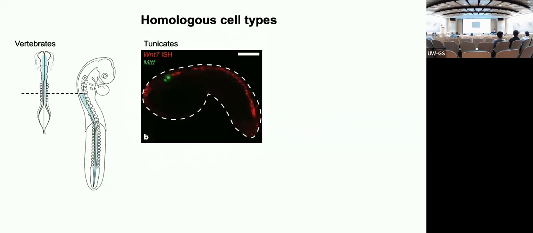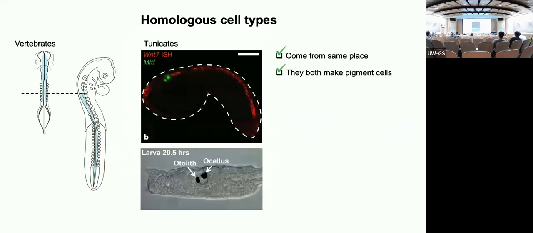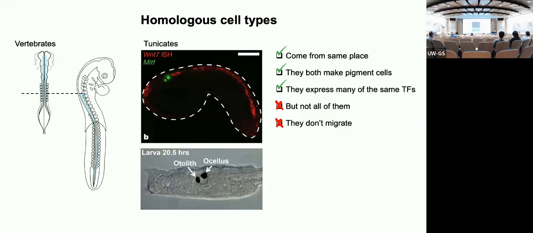And so I was interested in looking for homologs to these neural crest cells in tunicates. So here's a picture of a tunicate. And in this region, I found cells that were in that location. They both make pigmented cells, and they express some of the same molecular switches. But importantly, they don't express all of the same genes. And these cells in tunicates don't migrate.